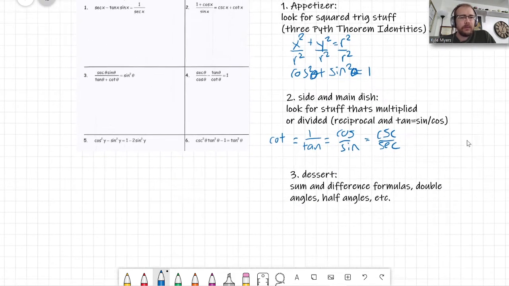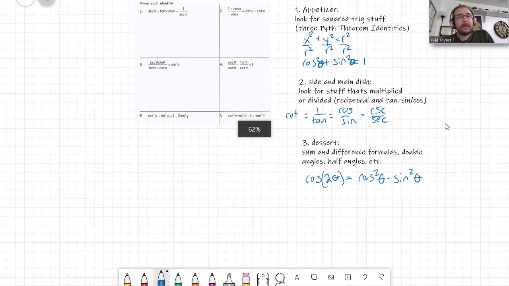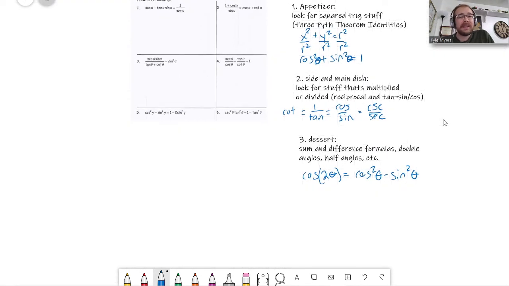Okay? So, for instance, the double angle formula for cosine has 3 different forms. Well, 3 main different forms, I guess I should say. But cosine of 2 theta is equal to cosine squared theta minus sine squared theta. So it kind of looks like a Pythagorean, but it's cosine squared minus sine squared. It kind of seems like an appetizer. It's like a dessert appetizer, okay? The cosine double angle formula. So if you see cosine squared minus sine squared, that's going to be one of those.